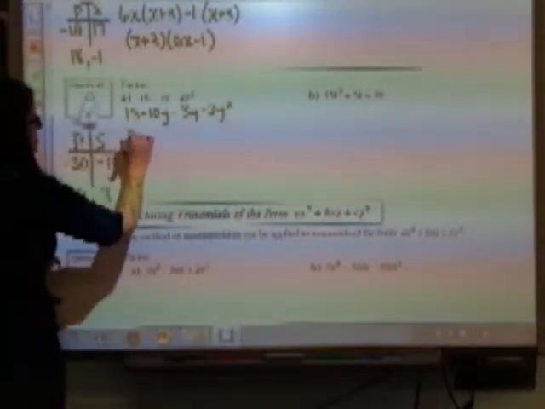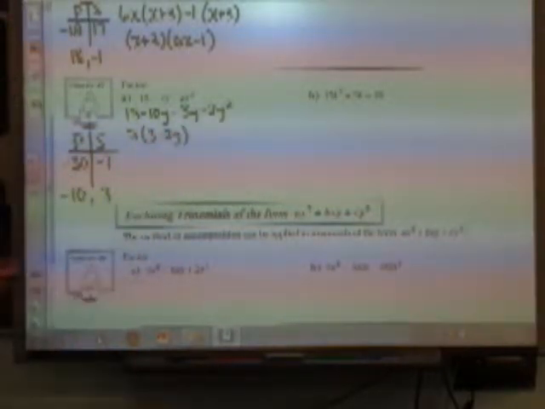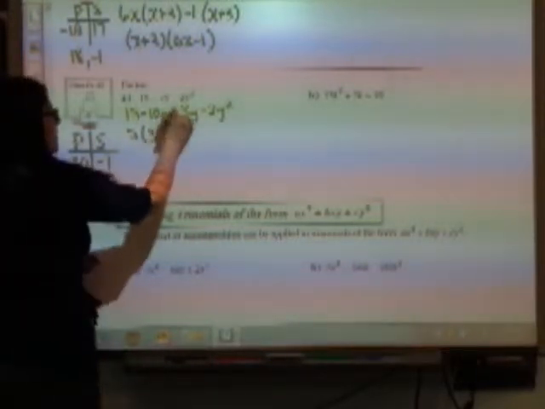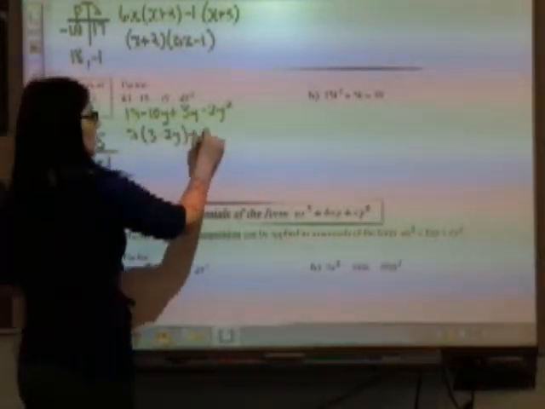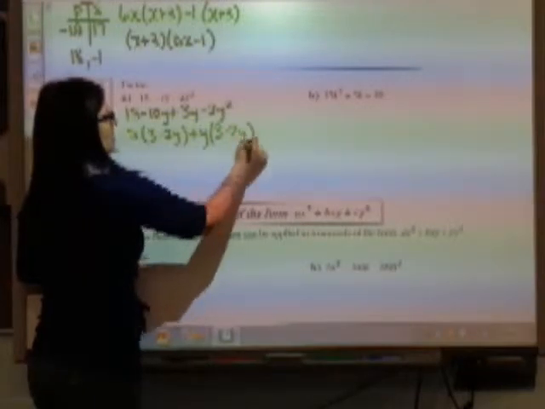Common to these 2 terms is a 5. Leaves me with 3 minus 2y. Oh, there should be a plus 3y. There we go. And if I look at these 2 terms, what I have in common is a positive y, leaves me with 3 minus 2y again.